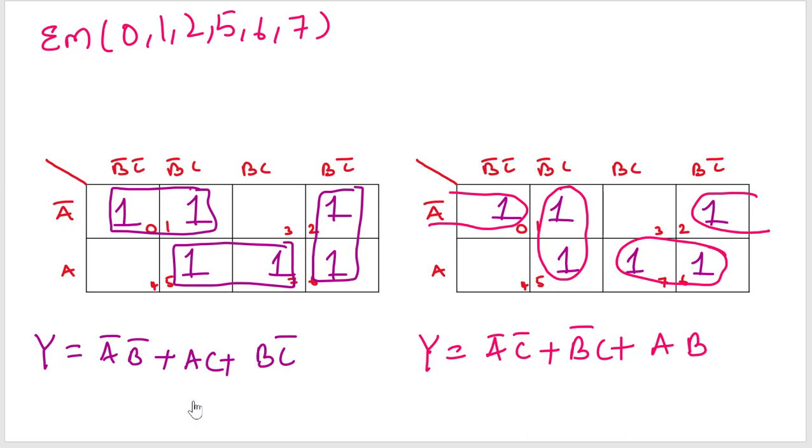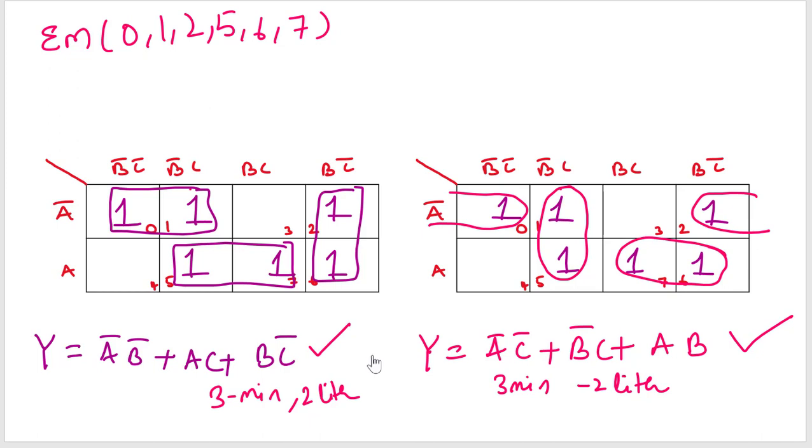B. So if you look at here, both the expressions have the same number of minterms, 3 minterms. Here also 3 minterms. Each minterm has 2 literals. Here also each minterm has 2 literals. That means both are acceptable solutions. You can take any one of them for the circuit implementation.